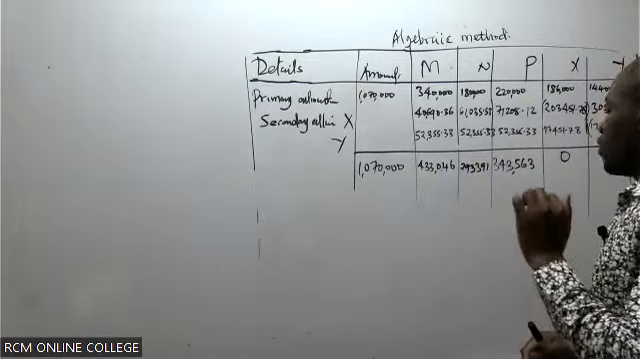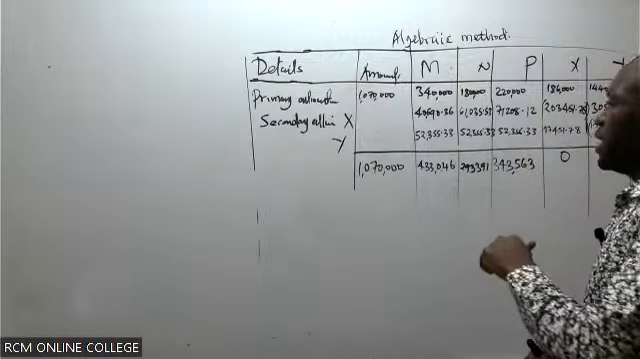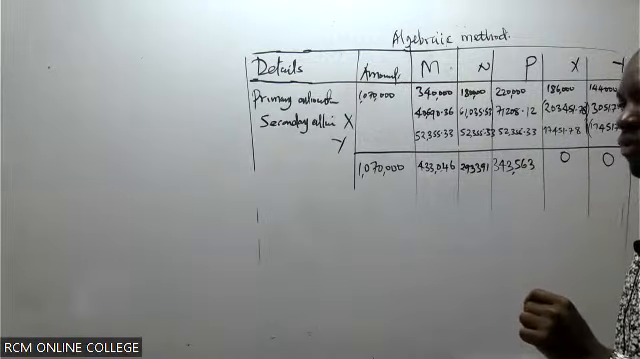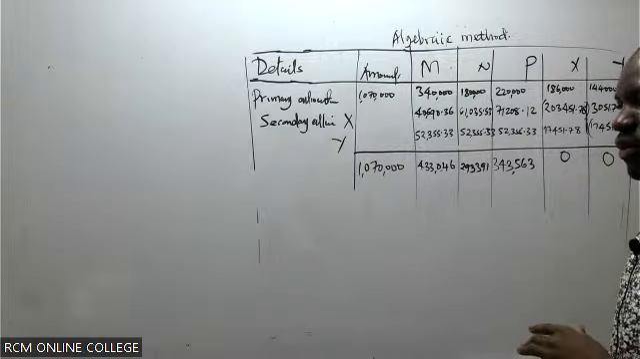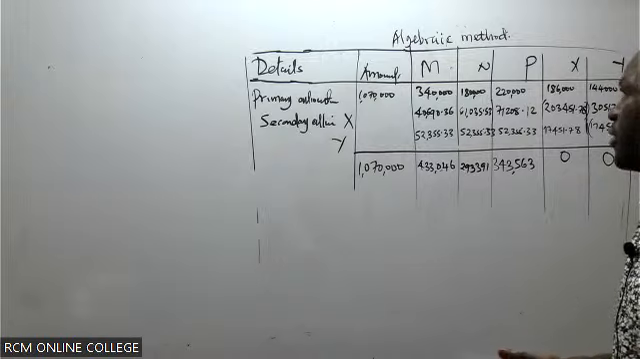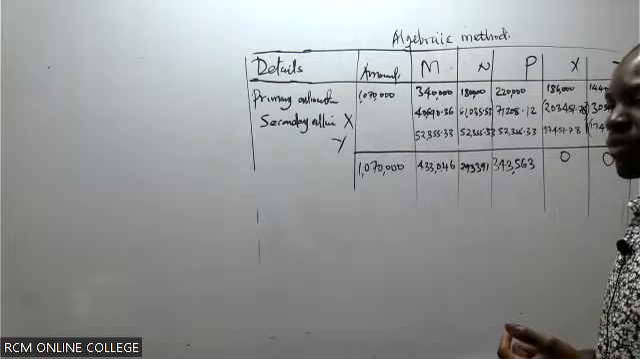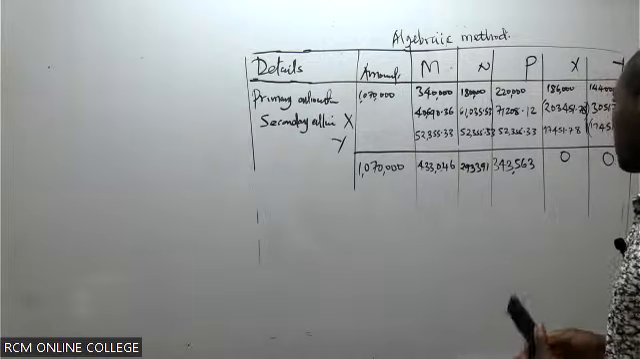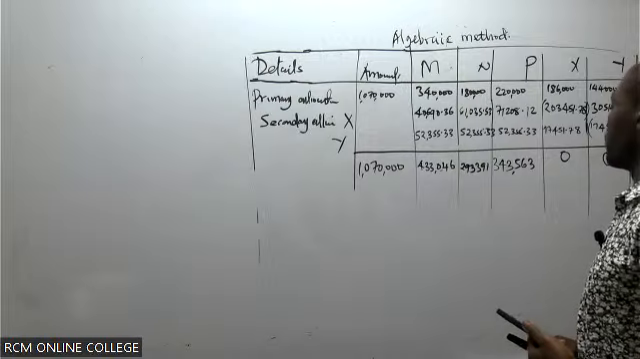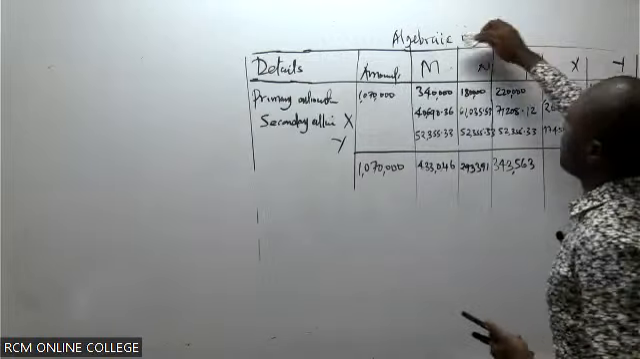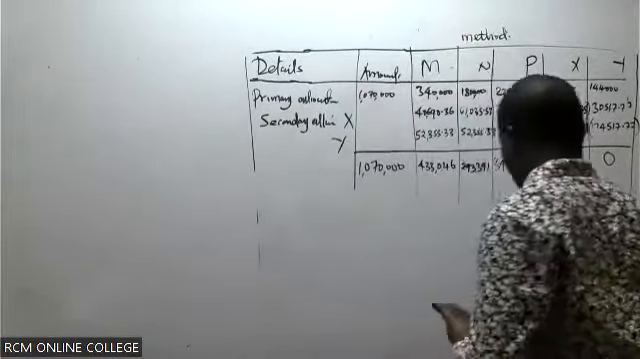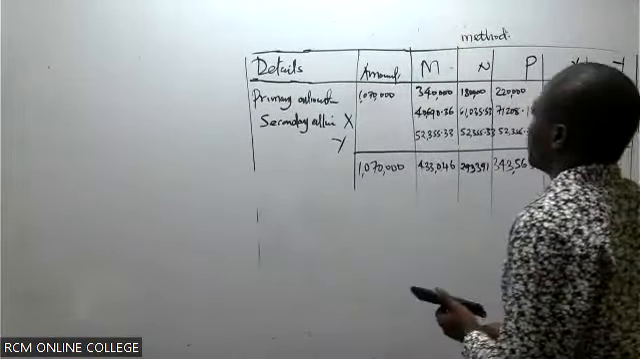Now, is there anyone who has got a problem with the repeated method? Which part of the repeated method?